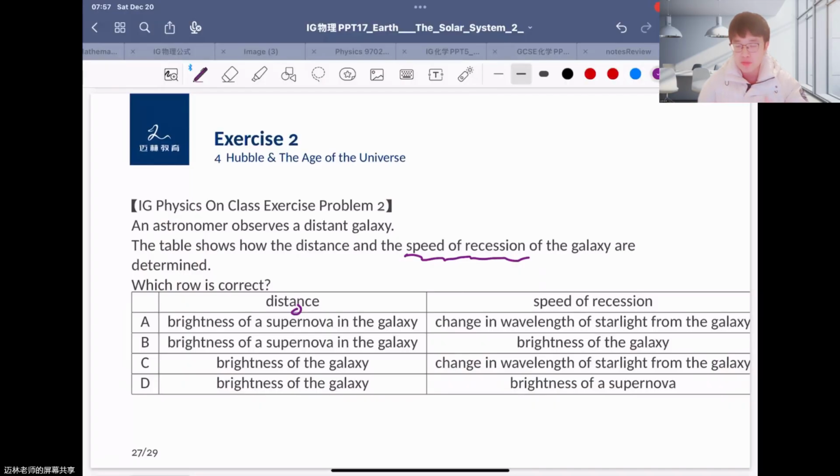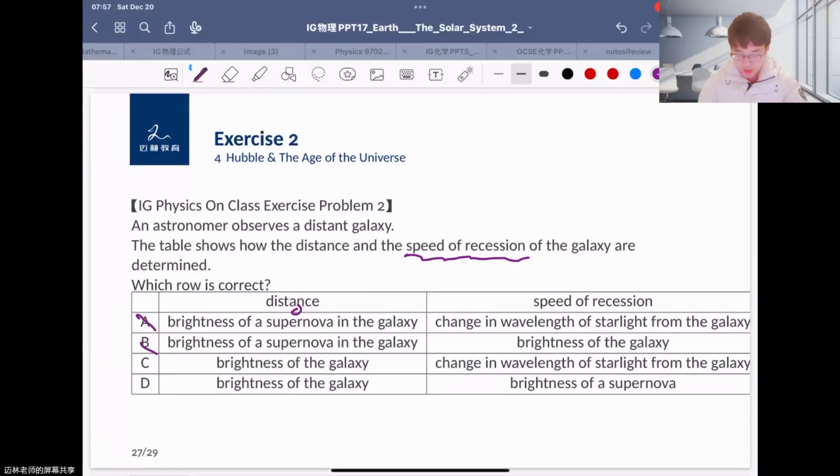It's like a bulb. If you move your body away from the bulb, you'll find the bulb is releasing less light, or it's very hard to observe it, right? So if we determine the distance from the brightness of the galaxy, we can determine whether the distance is bigger or smaller. So here we're choosing C or D.